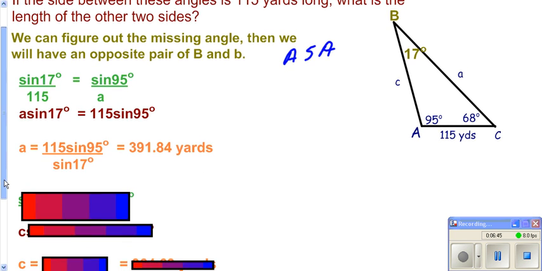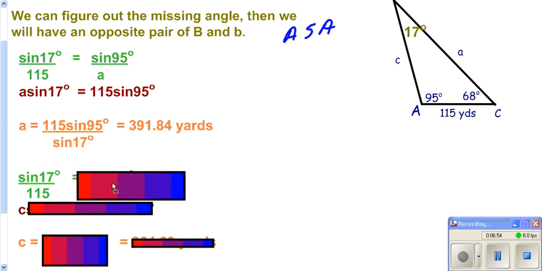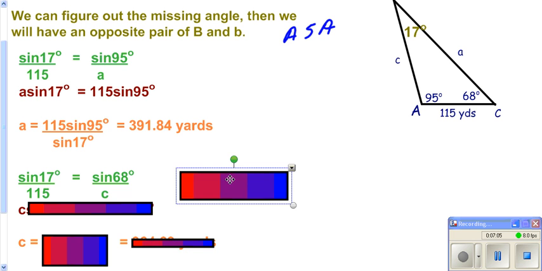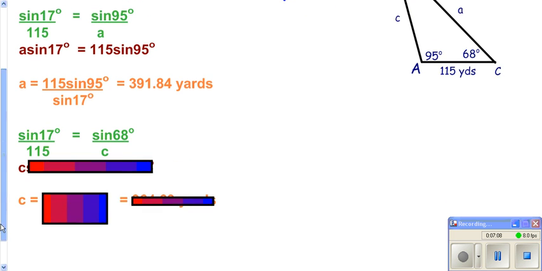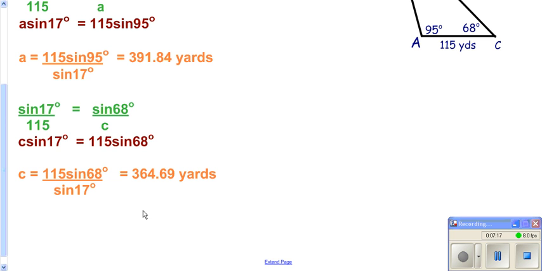Well, we can repeat the process to be able to figure out side C. But instead of using the A stuff over here, we'd have to use the B stuff. So I'm going to still have the left side be the same. Then I'll go the sine of B, or C, over my C. Once again, I want to cross multiply. Get C by itself by dividing by sine of 17. Calculator ready form, type it in, and you get your decimal approximation.